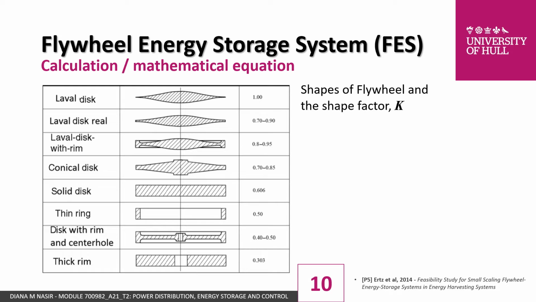It will count from 0 to 1. So basically, if you see the level D has the shape factor of 1, while the bottom one, the thick rim, has about 0.3.